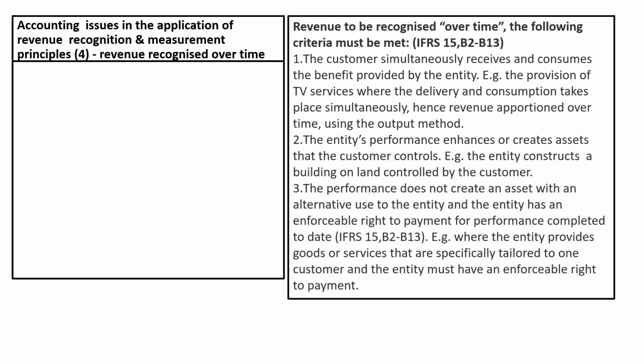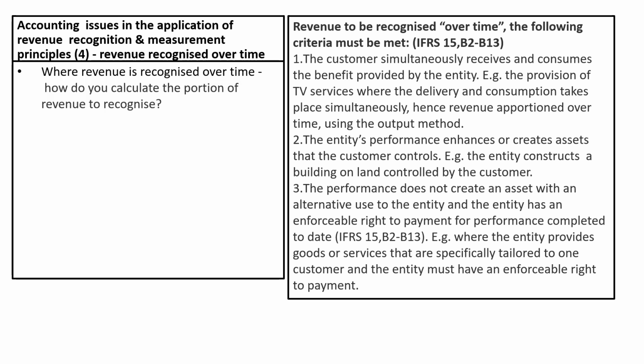And finally, third, the performance does not create an asset with an alternative use to the entity, and the entity has an enforceable right to payment for performance completed to date. For example, where the entity provides goods or services that are specifically tailored to one customer, and the entity must have an enforceable right to payment. So what is the accounting issue? Where revenue is recognized over time, how do you calculate the portion of revenue to recognize?